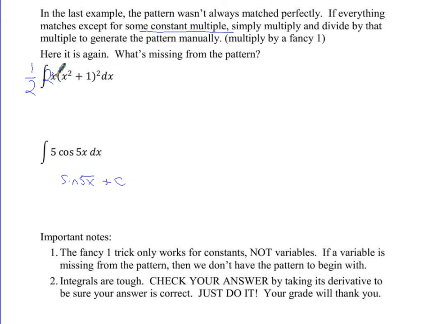On this one, once you have the pattern, you get x squared plus 1 squared, but it turns into the third. I have the 1/2 out front. The 3 would have come down, so I need a 1/3 there to get rid of that 3, so this becomes 1/6 x squared plus 1 to the third plus c.